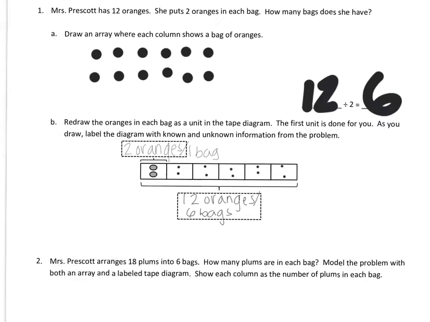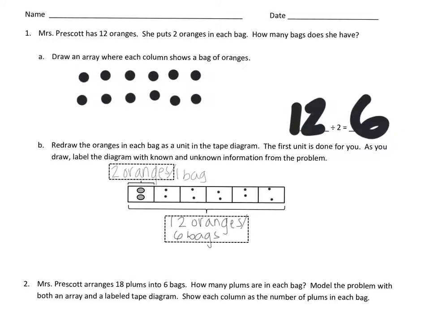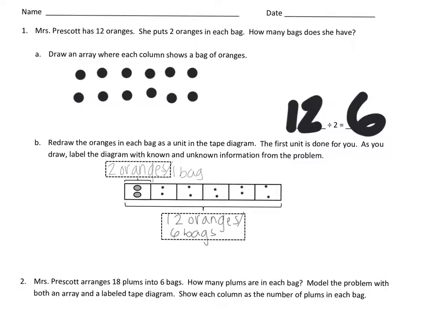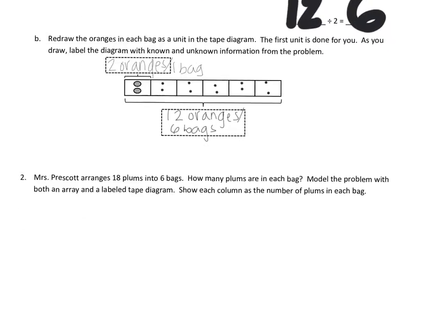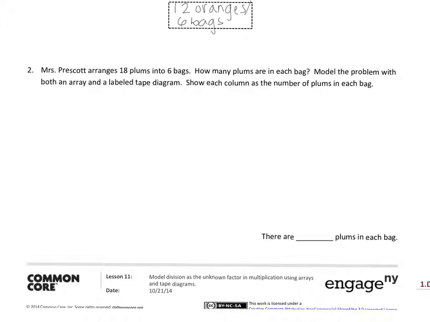So we're doing the exact same thing that we did up here for parts A and B, except it's not divided into parts A and B. We just have to do both parts in the same workspace. That's all. So let's work on our array first.